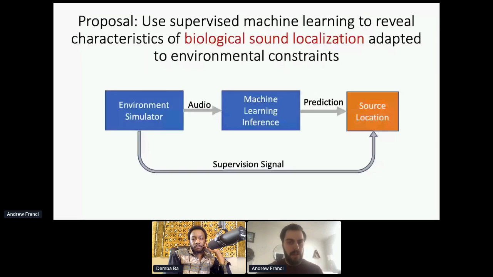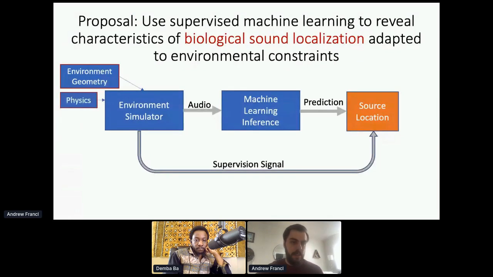The first is the environmental simulator, which takes a set of latent variables, such as the environment geometry, environmental physics, and the spectrum of a source, and then uses these to render an auditory scene. And then the second component of our approach is a machine learning system that takes that auditory scene as input and learns to use it to predict the source location in that specific scene.